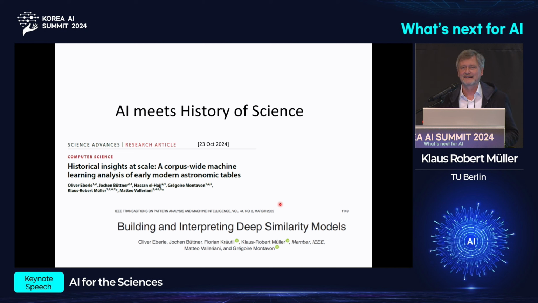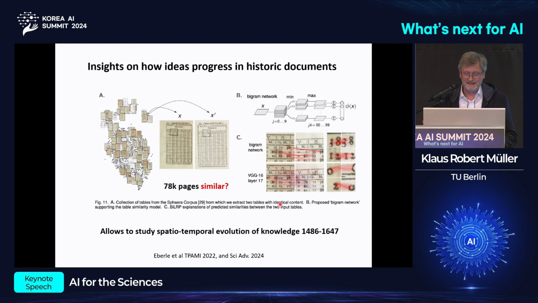So basically, one question that history of science has is how did ideas come about and how were they spread during time and space? And so this is something that we will look at. And since yesterday at dinner, I learned that there are some talks about astronomy as well. So this is also interestingly data that has been collected from astronomy books of a certain period in time, namely 1486 until 1647.